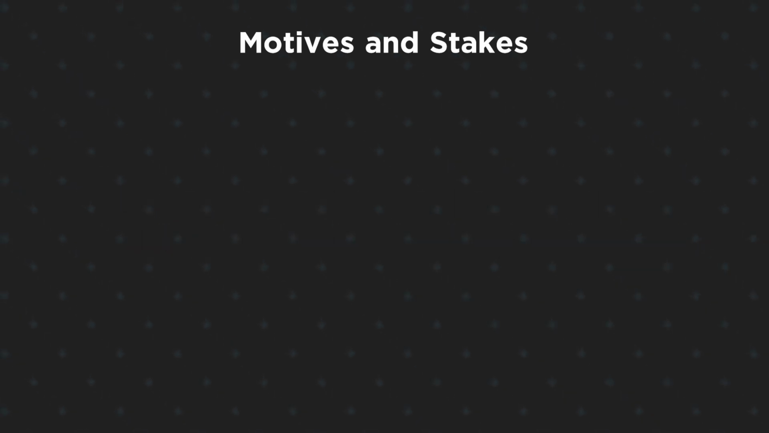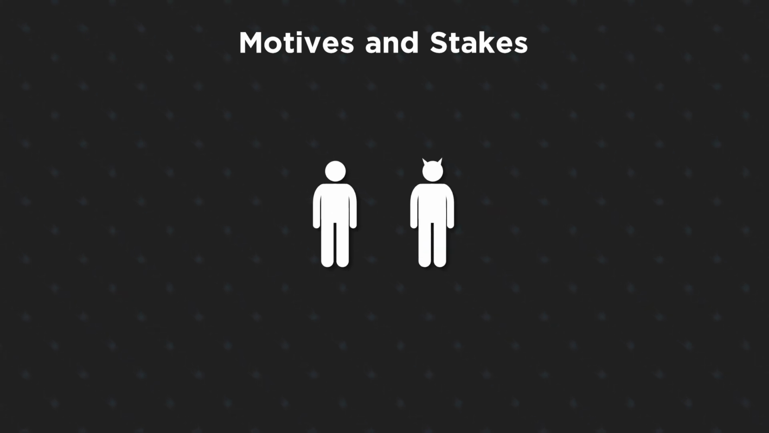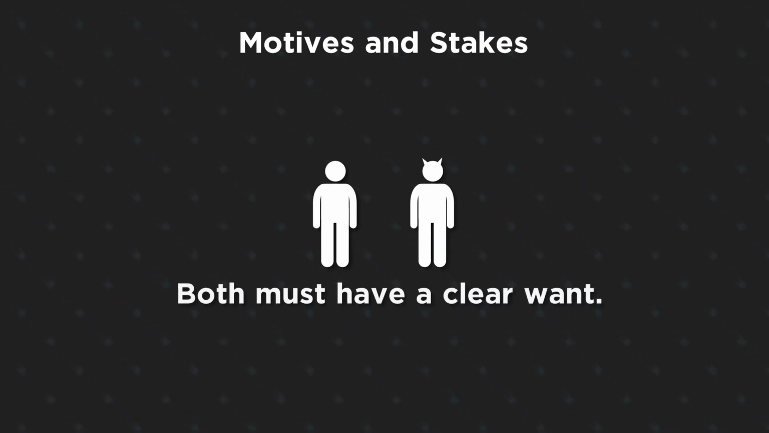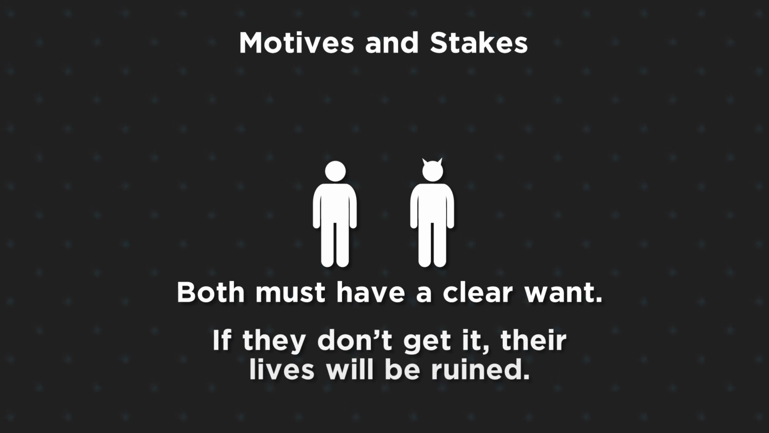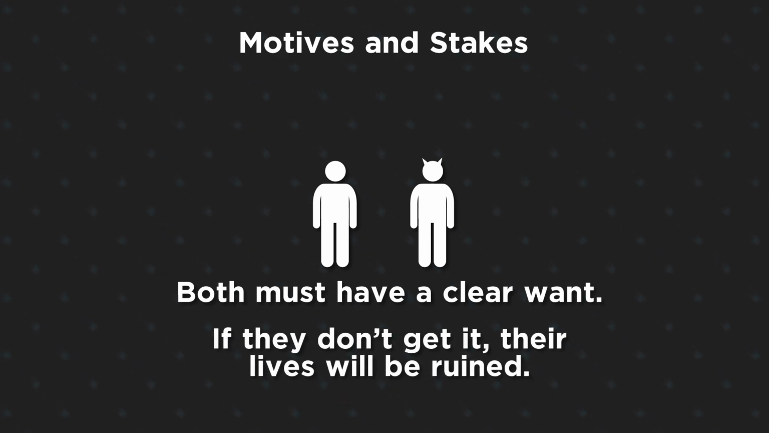When writing a mainstream screenplay, we have to make sure our main characters, both the protagonist and the villain, have a clear want. There is something they are trying to do. And more than that, we need to make sure that if they don't get it, their lives would be ruined. Otherwise, what stops them from turning back when things get tough?